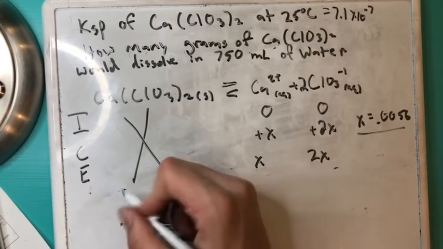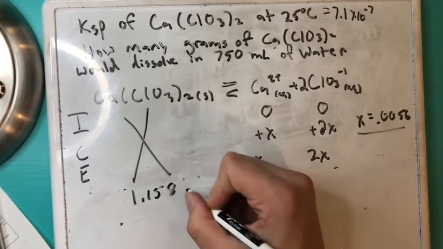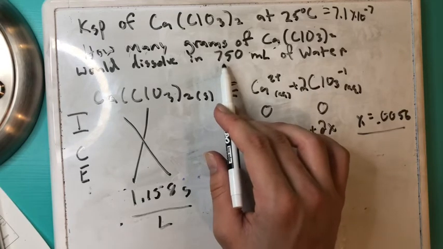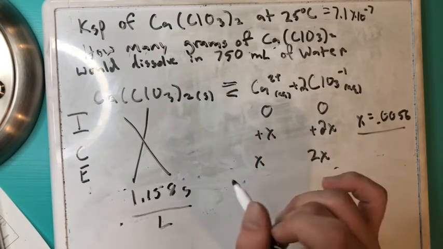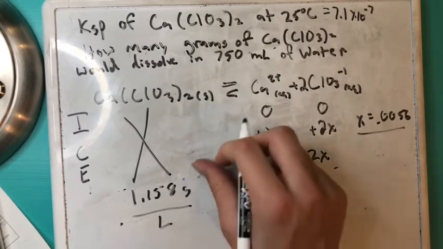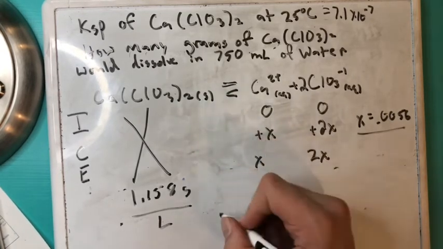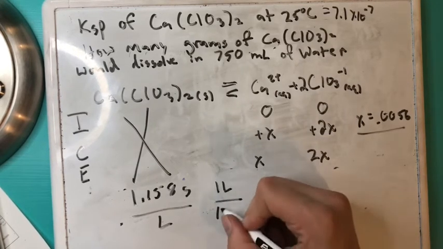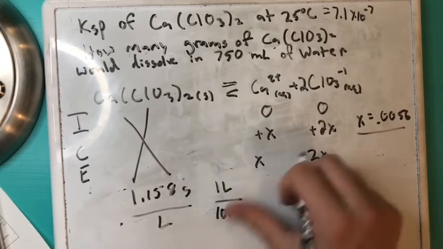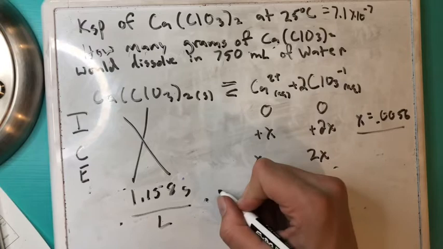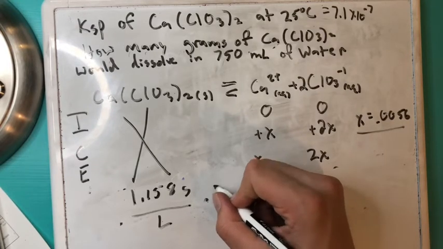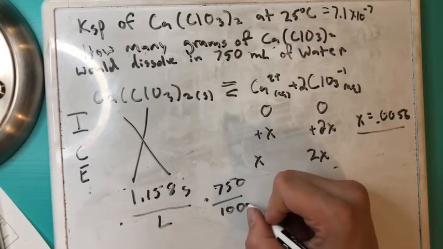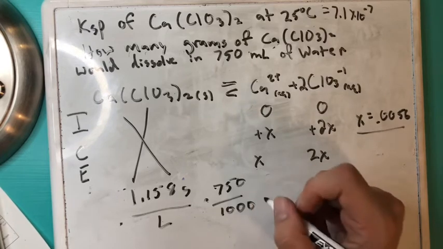Okay, I'm just going to move this number over here. So we have 1.158 grams per liter. But there's only 0.750 liters of water getting dissolved in. So we can just take this, and we need to do dimensional analysis again. We can just simply multiply it by 750 over 1,000, because this is how many milliliters there are in a liter.